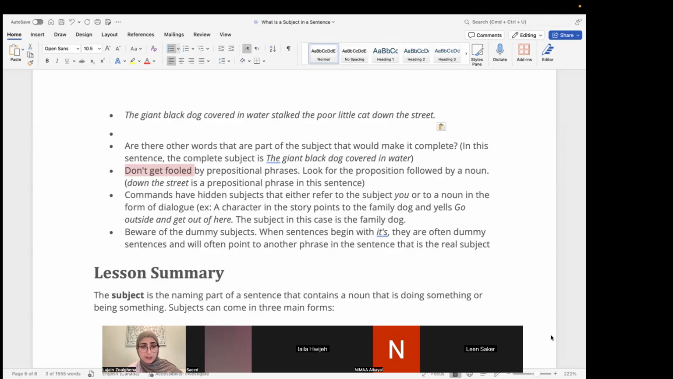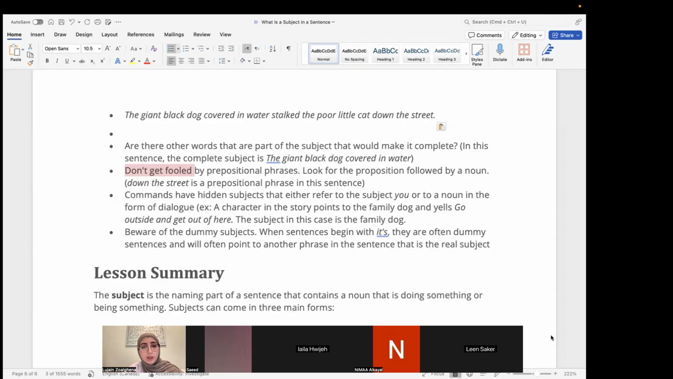Number two, the one after it. Can you read it too? Commands have hidden subjects that either refer to the subject, you, or to a noun in the form of dialogue. Example, a character in the story points to the family dog and yells, "Go outside and get out of here." The subject in this case is the family dog.